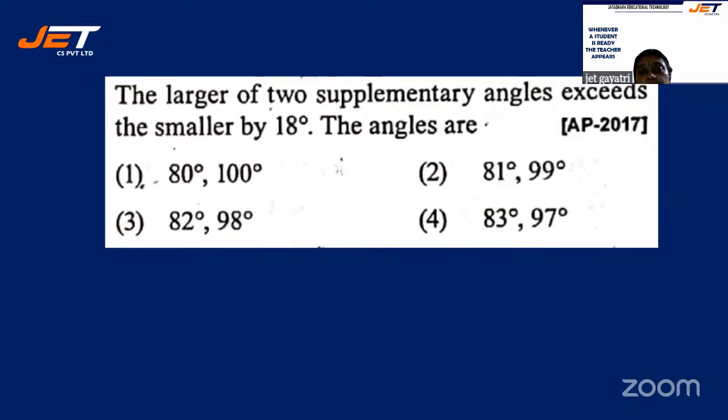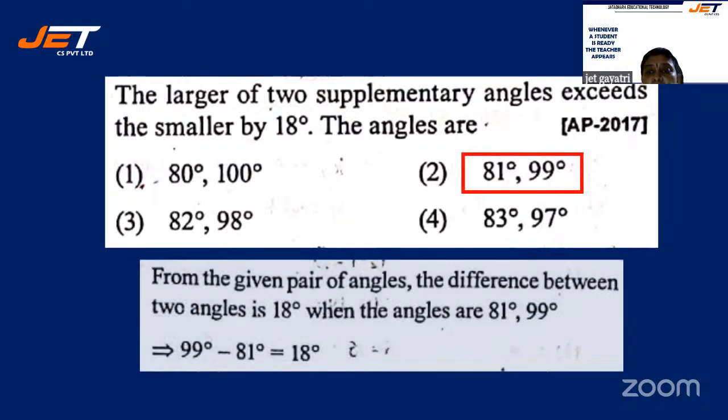Alright. The larger of two supplementary angles exceeds the smaller by 18 degrees. The angles are, it should be 81 degrees, 99 degrees. How? 99 minus 81 is nothing but 18 degrees.